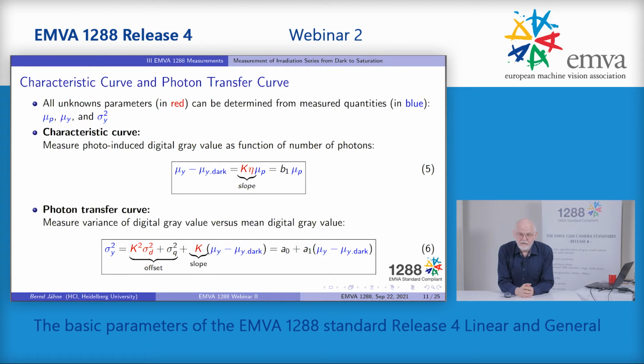The second piece of information, which is only used directly in the linear model, is the variance of the output signal as a function of the mean output signal. That's called the photon transfer curve. According to the nature of the shot noise, the photon input noise, that should be a linear curve, but this is no longer the case for a nonlinear camera. So this photon transfer curve is basically only used for the linear model, if you really have a linear camera.